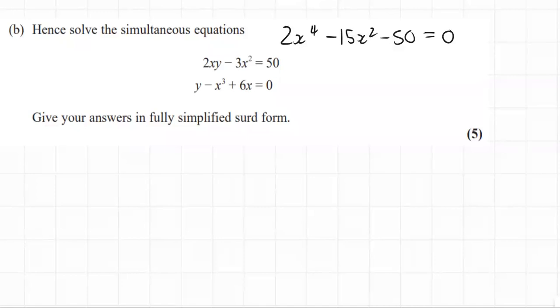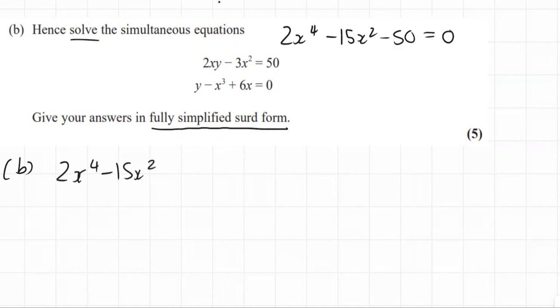Part B. It's given you the same equations and it's asked you to solve them, simultaneous equations, and give your answer in fully simplified surd form. Okay, surd form. So we found this from our previous answer. And now we just have to solve for x. So take a look at this.